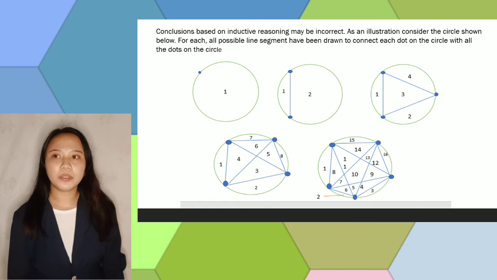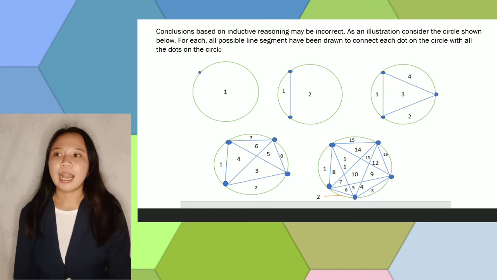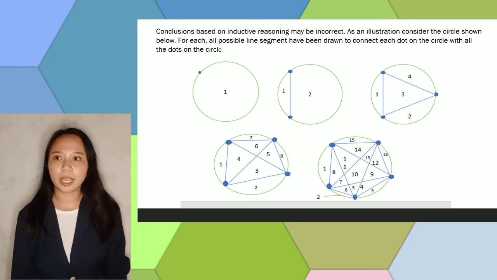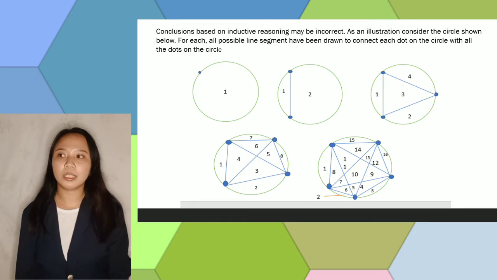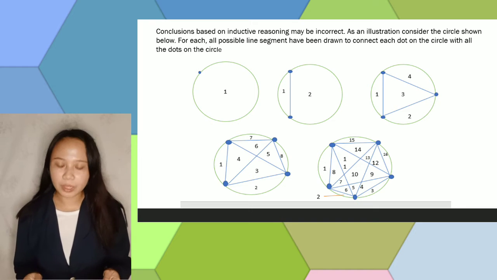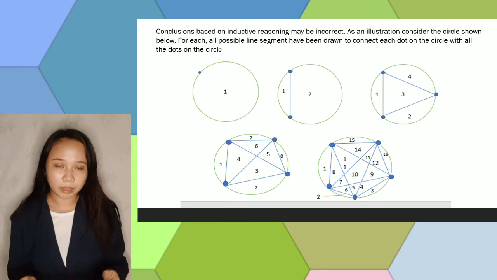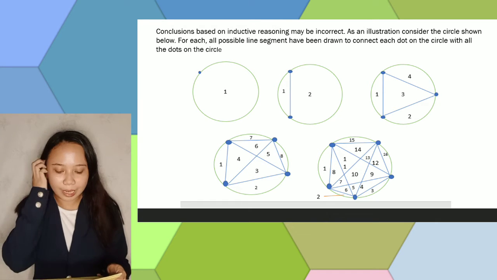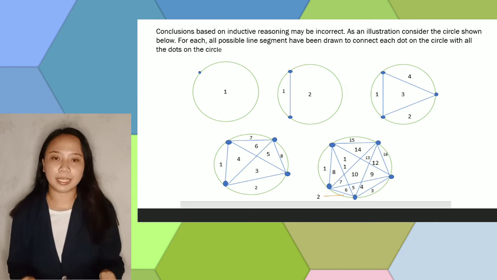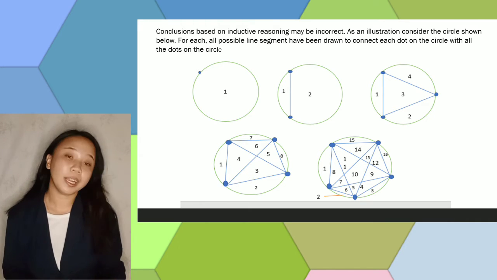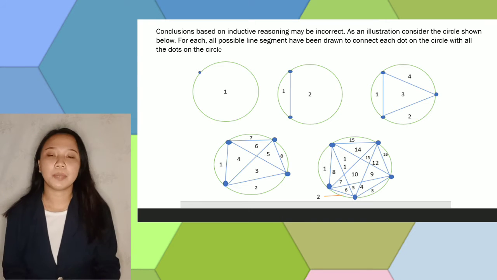Conclusions based on inductive reasoning may be incorrect. As an illustration, consider the circles shown below. For each, all possible line segments have been drawn to connect each dot on the circle with all the other dots on the circle. As shown in the illustration, the first circle contains 1 dot. The second circle contains 2 dots, connected by a line. On the last circle, 1 more dot is added and connected to the first 2 dots, forming the shape of a triangle.